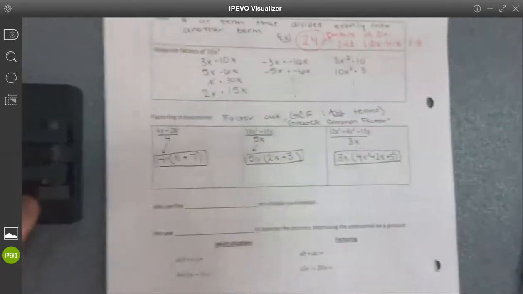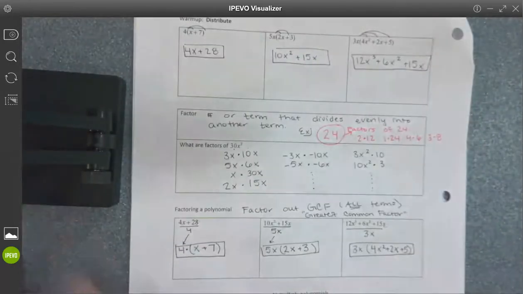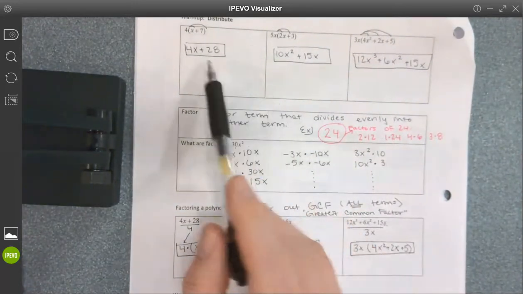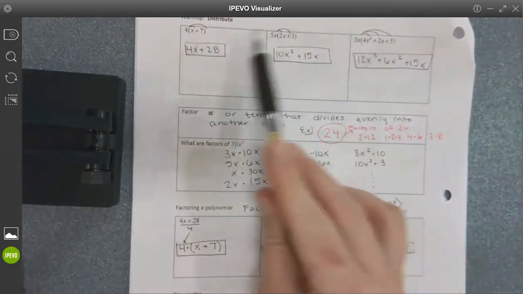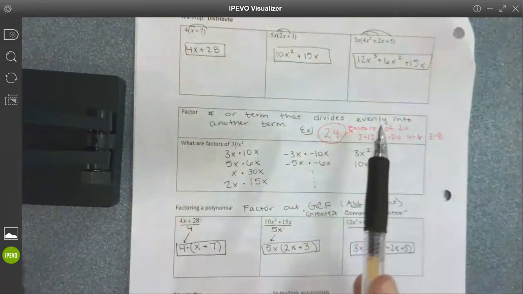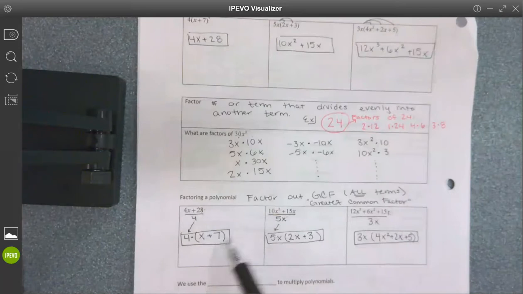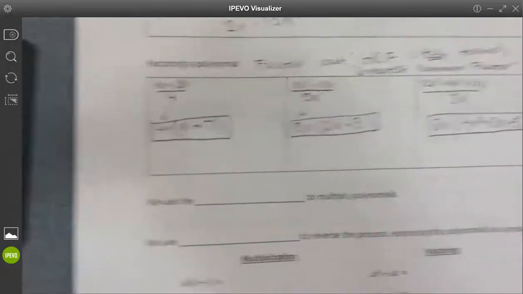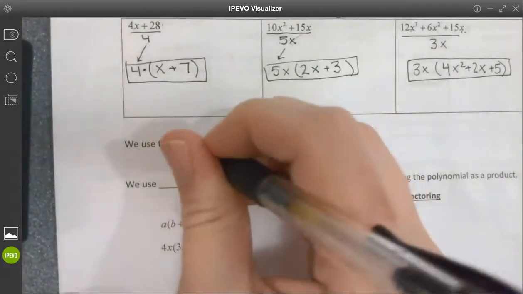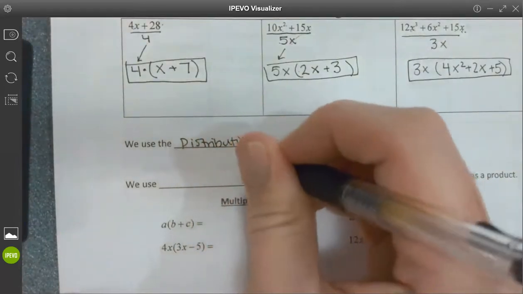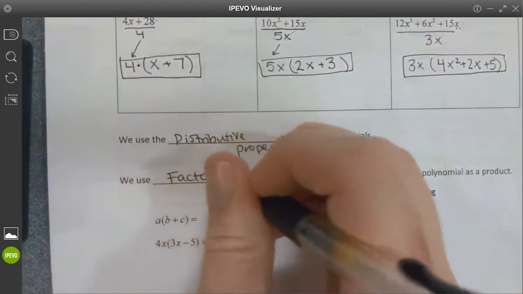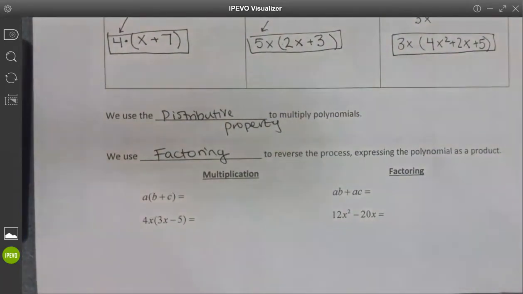Now, let me zoom out a little bit. Let's look at this warm up again. See the problems we started with? Those are the factors we just created down here. So what we had been doing in unit 5 is going from here and multiplying it out and getting a polynomial. Now we're starting with that polynomial and we're pulling it apart into two factors. They're backwards from each other, that warm up and the problems we just did. So we use the distributive property to multiply polynomials, and we use factoring to reverse the process, expressing the polynomial as a product.